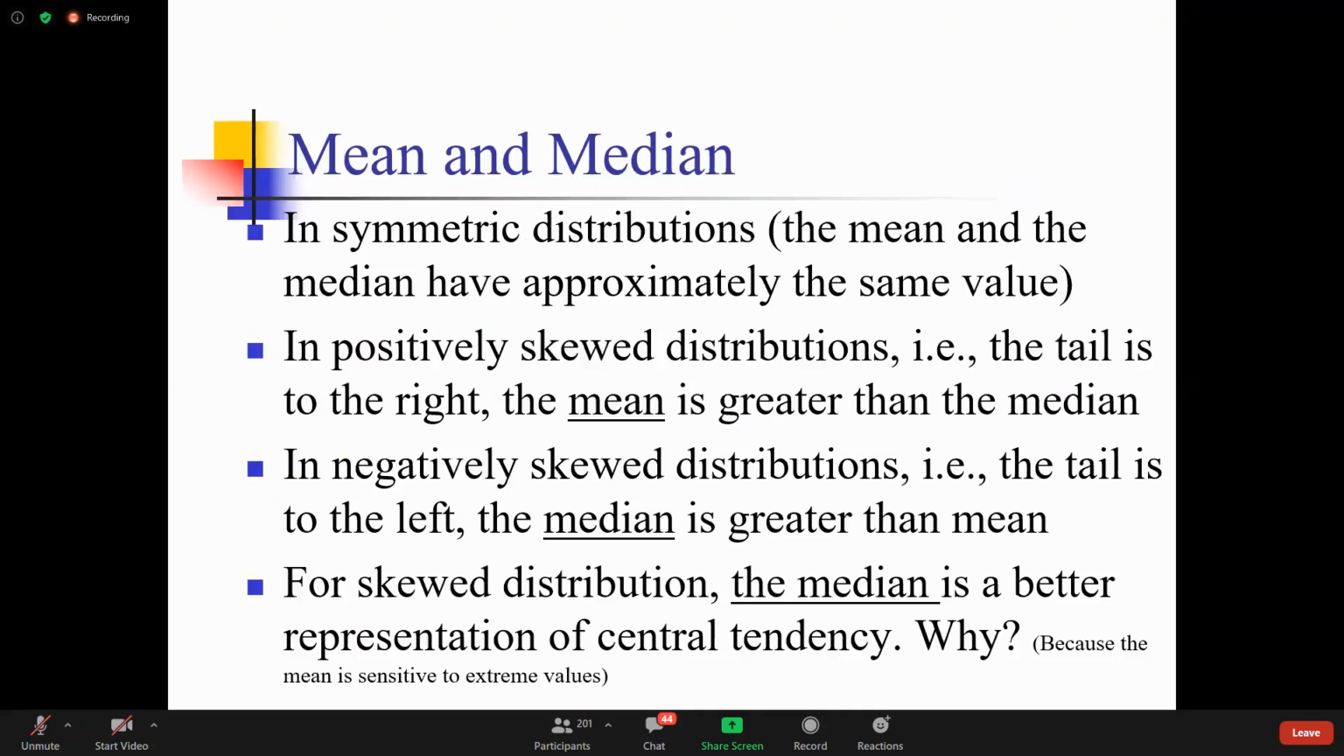So now, which one do we use, the mean or the median? I would leave it up to you. I would like you to read it. Now I have explained the mean and the median, and that's what I will be asking you about, okay?